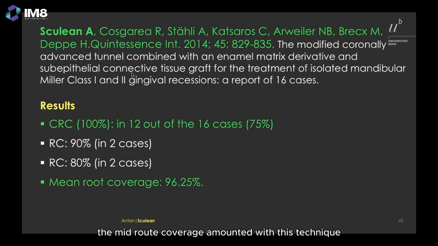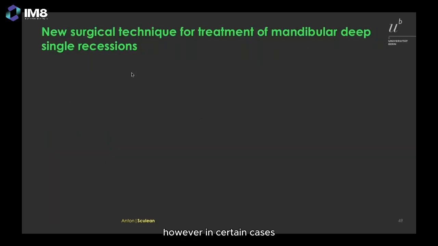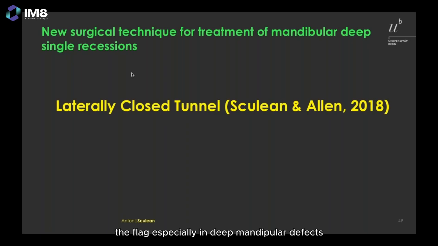The mean root coverage amounted with this technique to more than 90%, 96%, which was very, very positive, especially in lower jaw cases. However, in certain cases, we may face the problem of a coronal movement of the flap, especially in deep mandibular defects. And for this indication, we developed, together with my esteemed colleague and friend, Dr. Pat Allen from Texas, the so-called laterally closed tunnel.